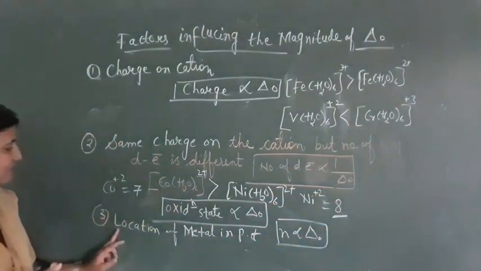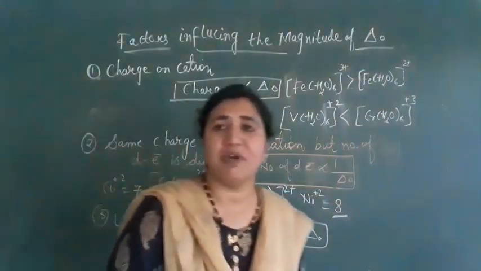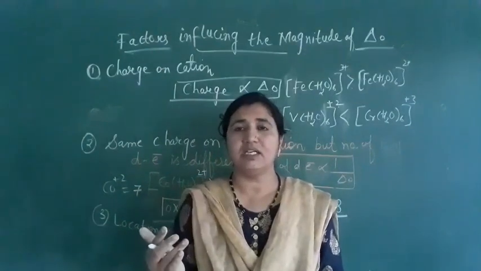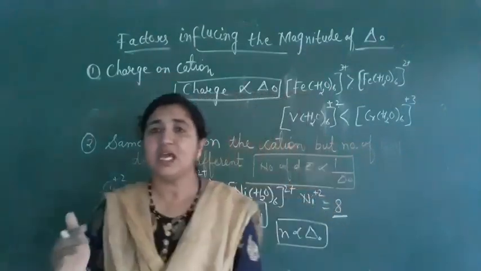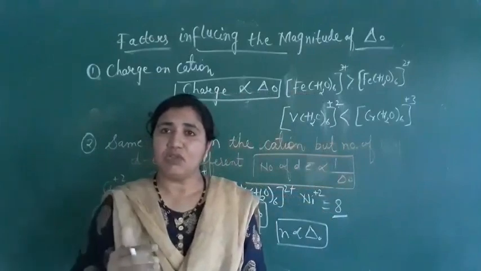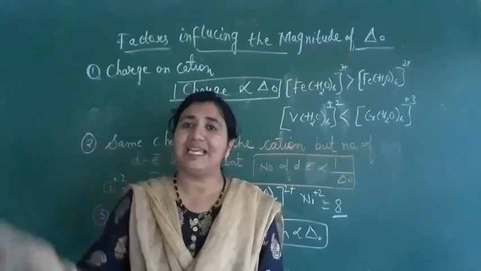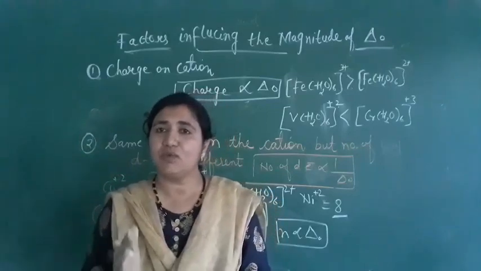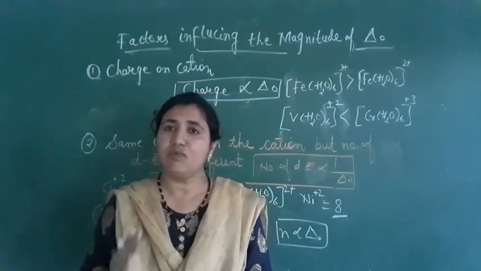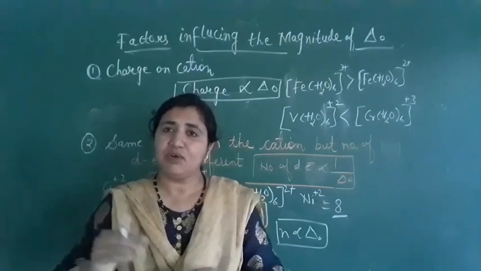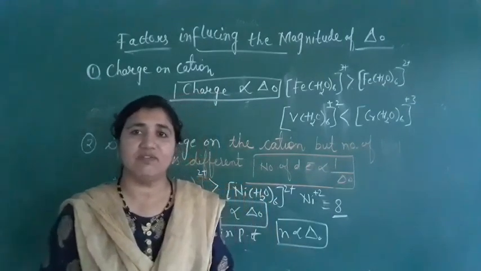And the third factor is the location of the metal in the periodic table. We have d block elements. If we go down the group, this stabilization energy or delta O value increases from 3D to 4D to 5D. From 3D to 4D it increases by 50%, and from 4D to 5D it increases again by 25%.